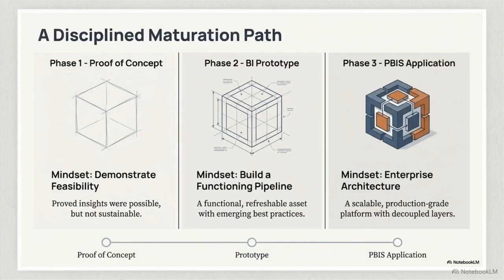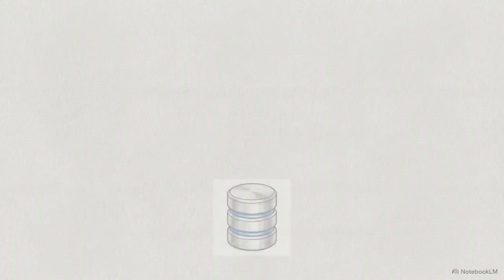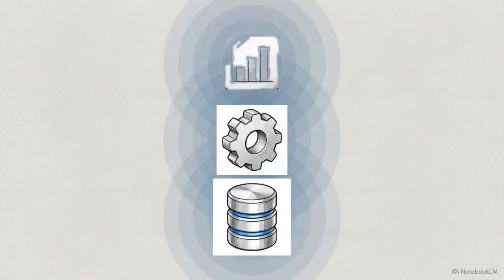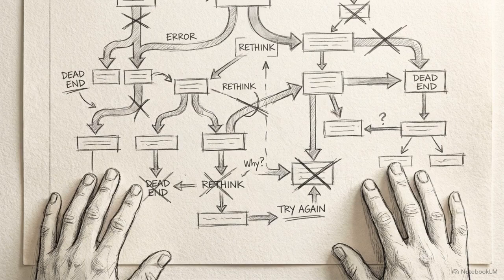This schematic outlines the LADE project, a disciplined maturation path that moves through 3 distinct phases: the proof of concept, the BI prototype, and finally, the enterprise application. Scaling a data team requires upgrading the underlying architecture layer by layer, rather than simply purchasing new visualization software. Step 1 is to audit your current workflow to determine if you are stuck in the proof of concept phase.